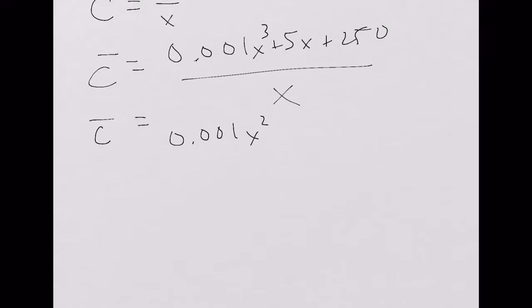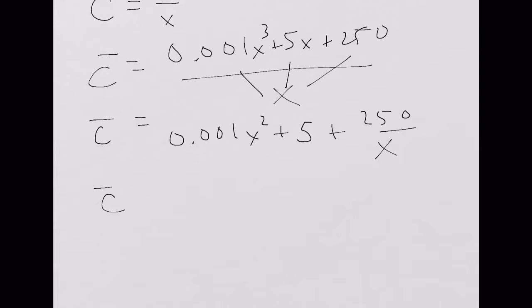0.001x squared plus 5 plus 250 divided by x. If I take the x divided by that term and that term and that term, this is what it would give me. So now to find the minimum of this, I would just take the derivative of it. I get that critical point, and the critical point leads me to a min or a max. Again, graphing it helps. It's an easier way to help determine if it's a min or a max.